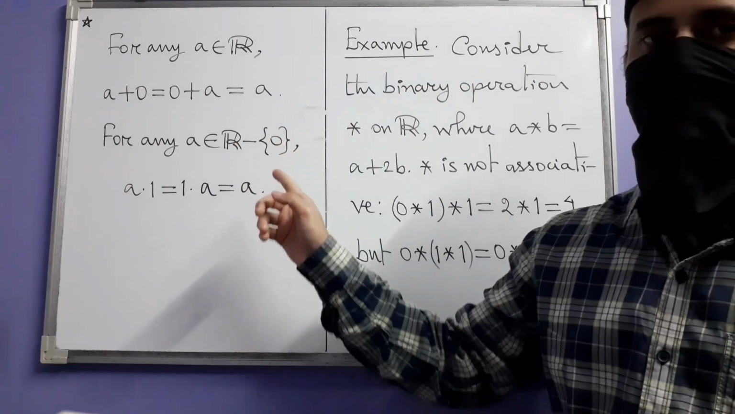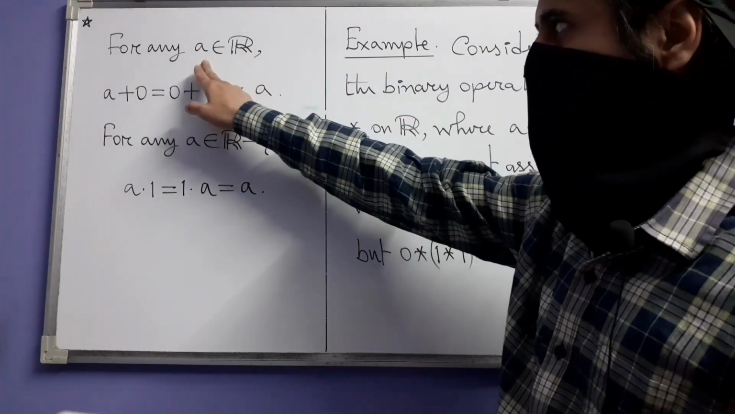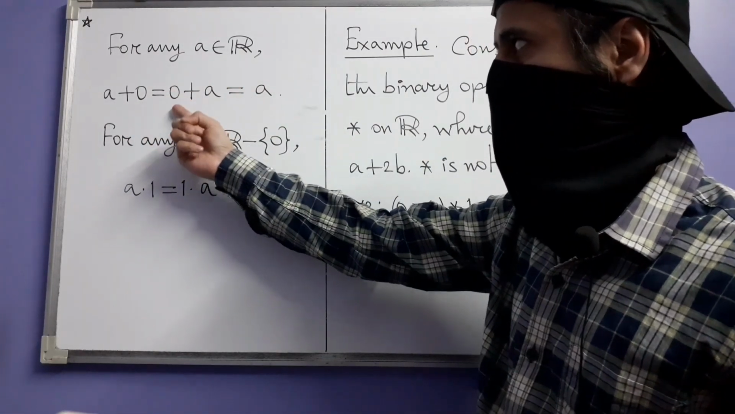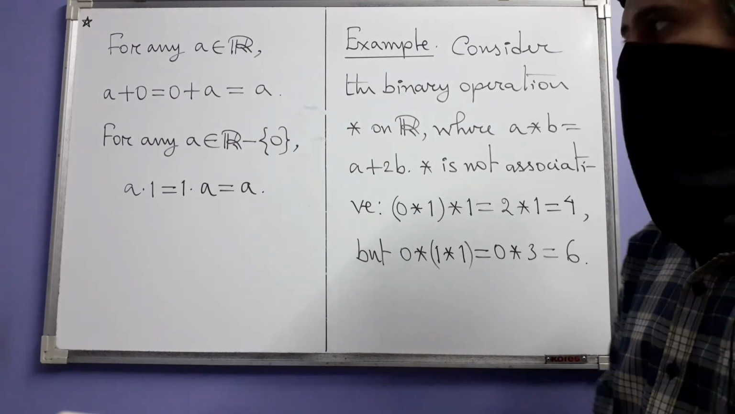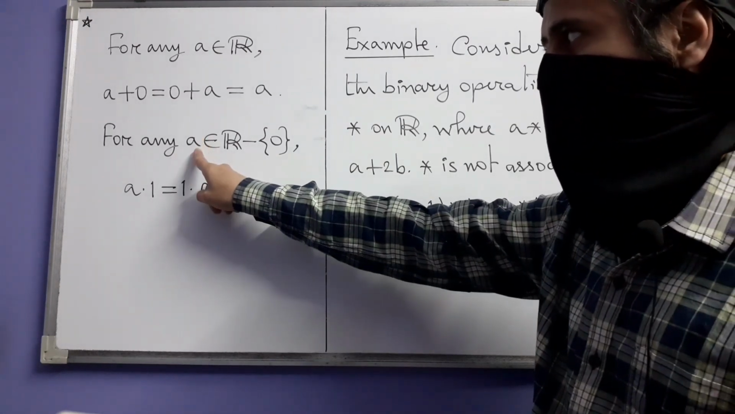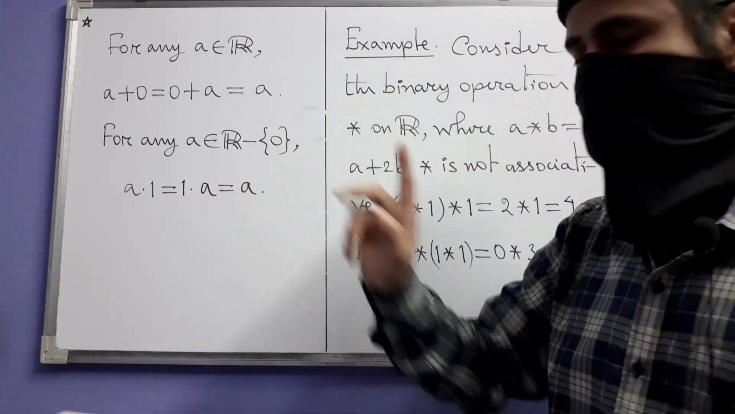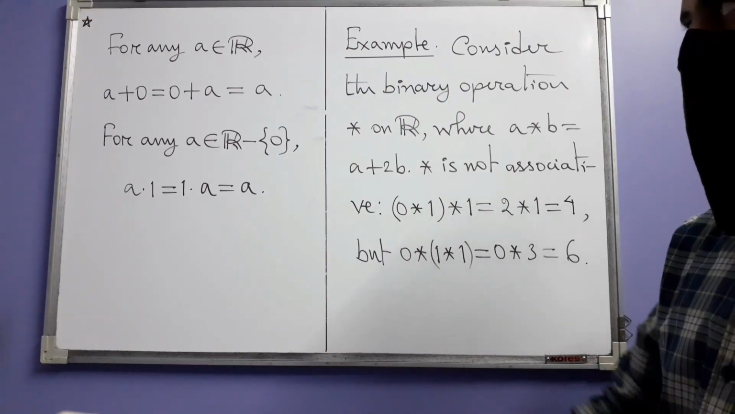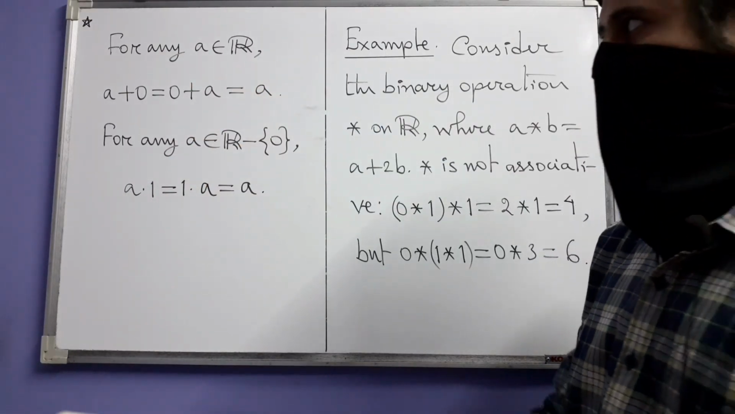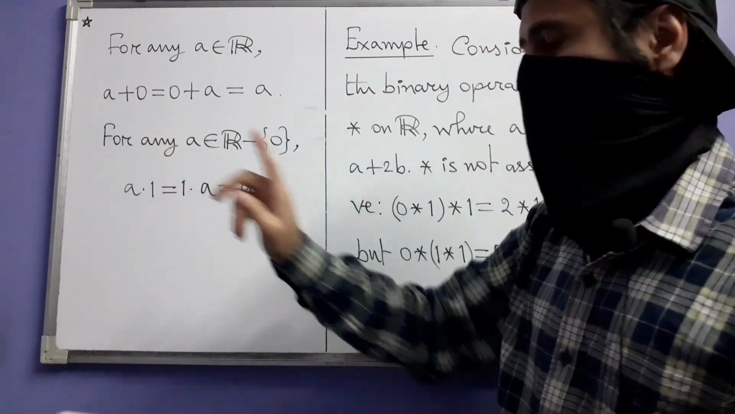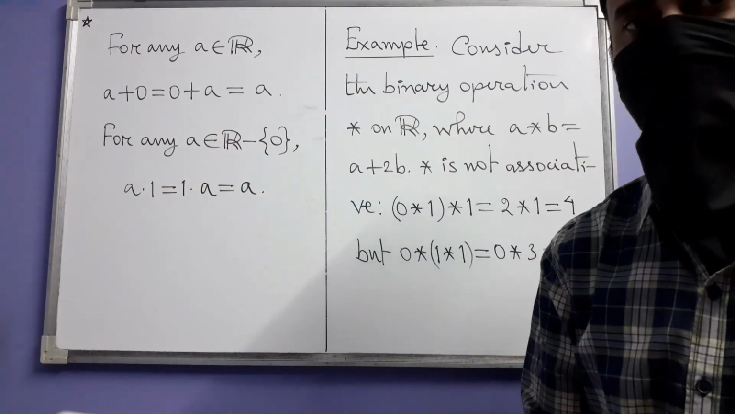Next, consider this simple fact about addition and multiplication of real numbers. For any real number a, a plus 0 equals 0 plus a, which equals a. This is something we already know. Similarly, for any non-zero real number a, a times 1 equals 1 times a equals a. So do you see that there is a kind of sameness to these two situations, in the sense that these elements 0 and 1 do not affect these operations.